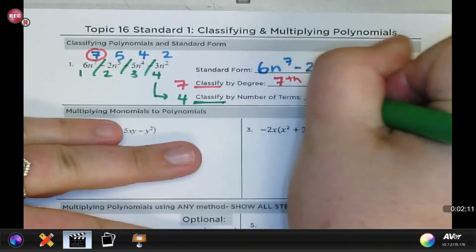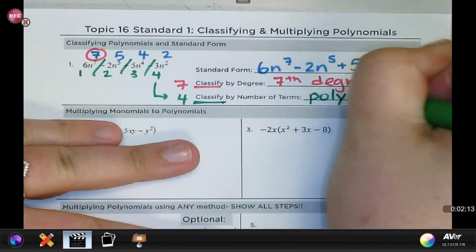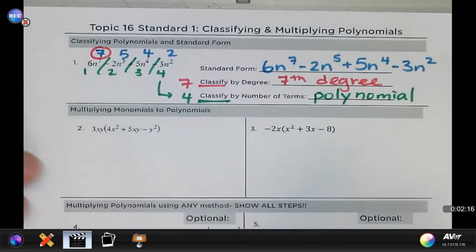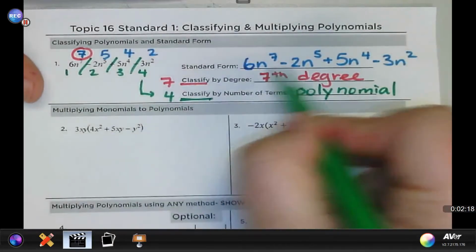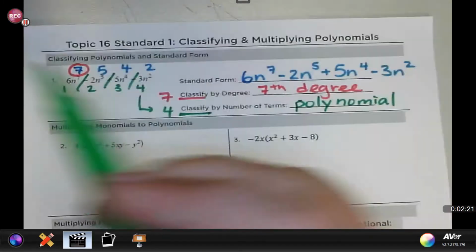is just a polynomial. They were like, I'm so tired. I don't want to keep going forever. Let's just call it a polynomial. So this is standard form, and it's known as a 7th degree polynomial.